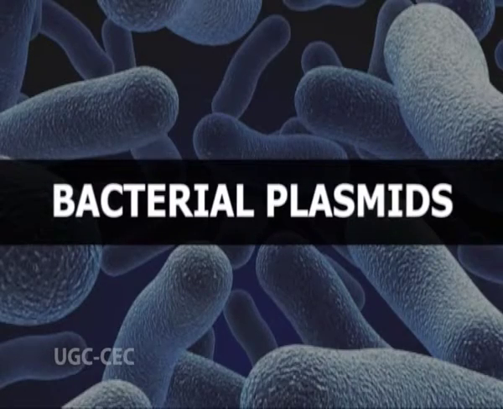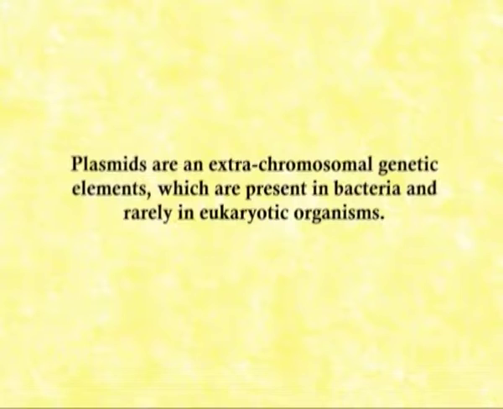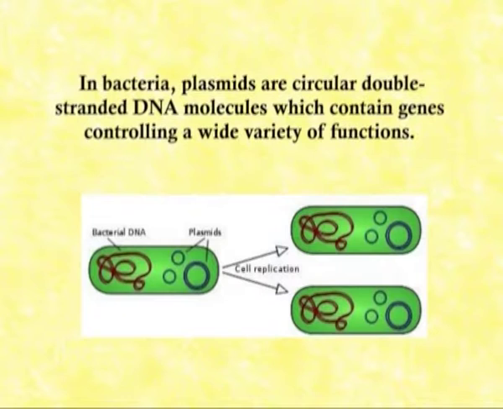So now we'll come to the bacterial plasmids. Plasmids are extra-chromosomal genetic elements which are present in bacteria and rarely in eukaryotic organisms. In bacteria, these plasmids are circular double-stranded DNA molecules which contain the genes controlling a wide variety of functions. Plasmids are also self-replicating elements, yet they are largely dependent on the host cell for their reproduction because they use the host cell replication machinery.